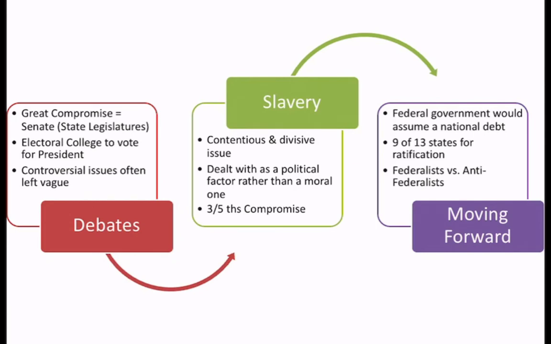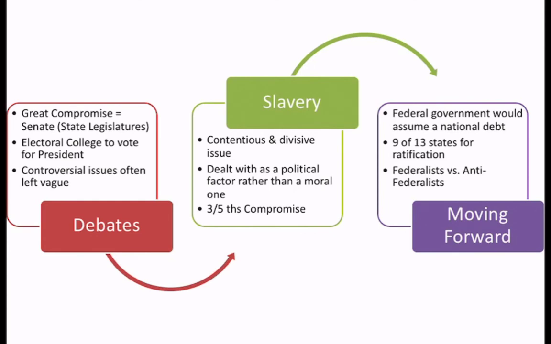But almost every time that the issue over slavery comes up, the slavery faction wins. And this time is no different. They're threatening to walk out. They're threatening to end all talks. And so eventually they agree to compromise. It is dealt with as a political factor rather than a moral issue. So in essence, what do they agree to move forward with? Well, that they're going to count 3 out of 5 slaves in the population. Therefore, that's why it's known as the 3/5 compromise.